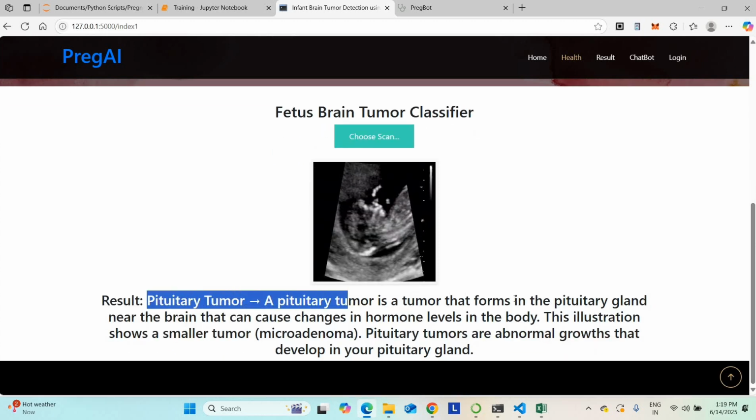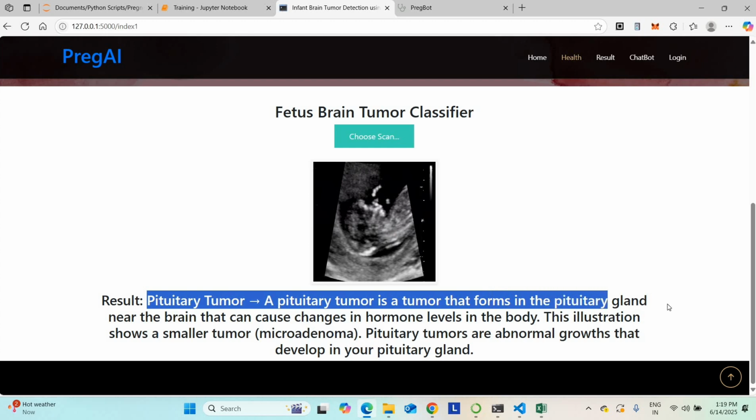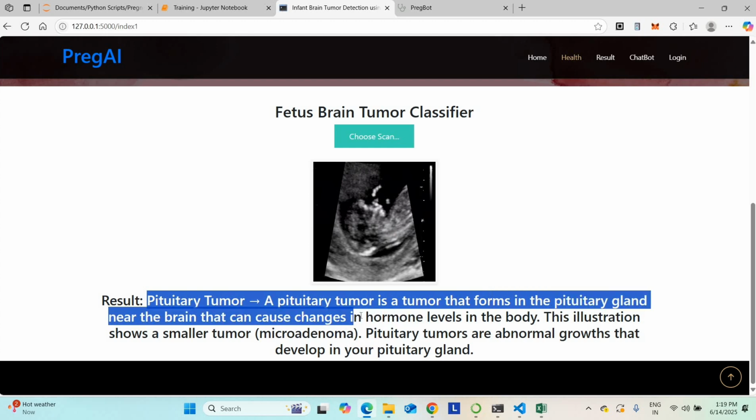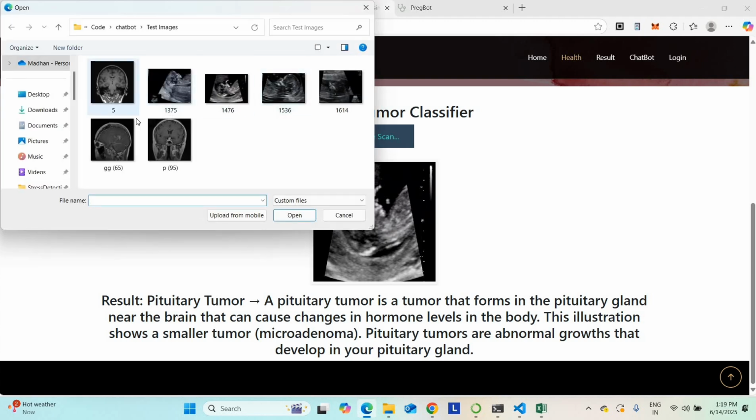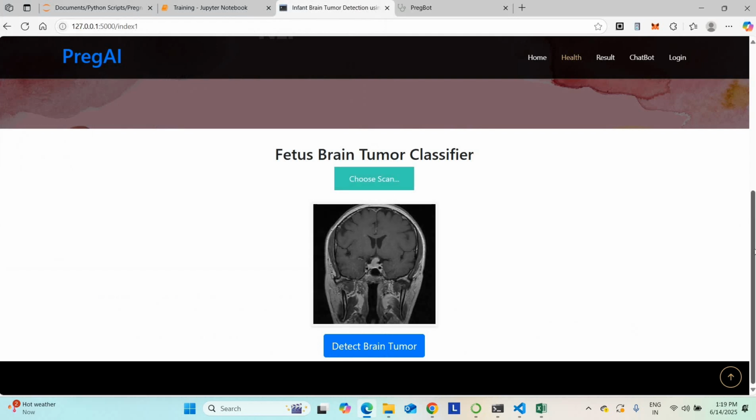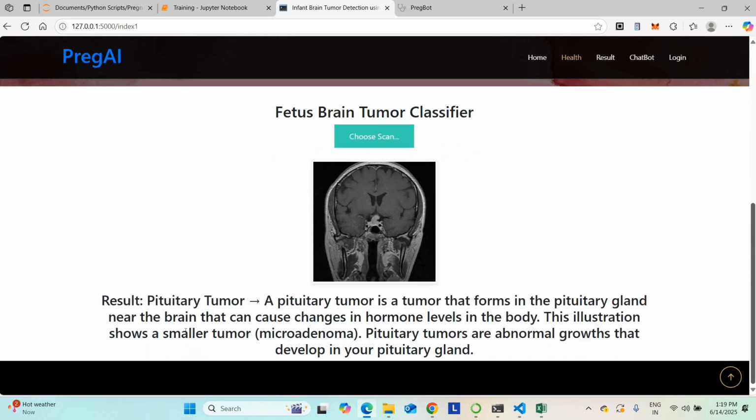The result was pituitary tumor. That tumor forms in the gland and will affect the hormone changes in the body. It gives the accurate result. Now let me feed another image. It will work with MRI also: ultrasound images as well as MRI. It will work with both.